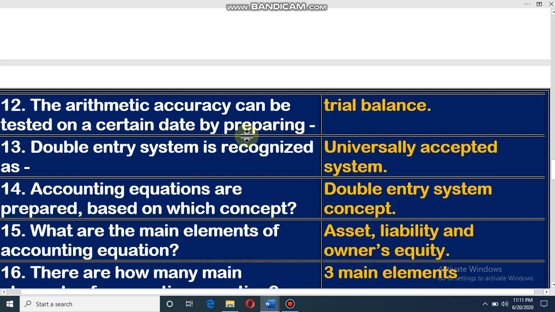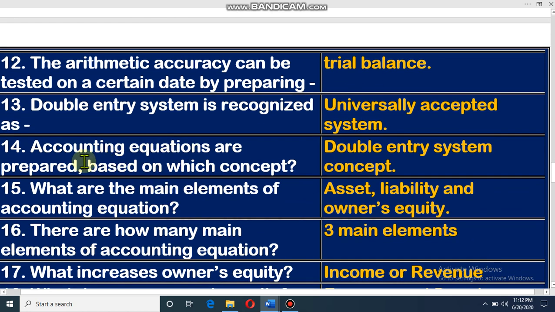That means under the double entry system we will prepare a book that is called the trial balance, and in the trial balance we will test the arithmetical accuracy. Dear student, the double entry system is recognized as a universally accepted system.